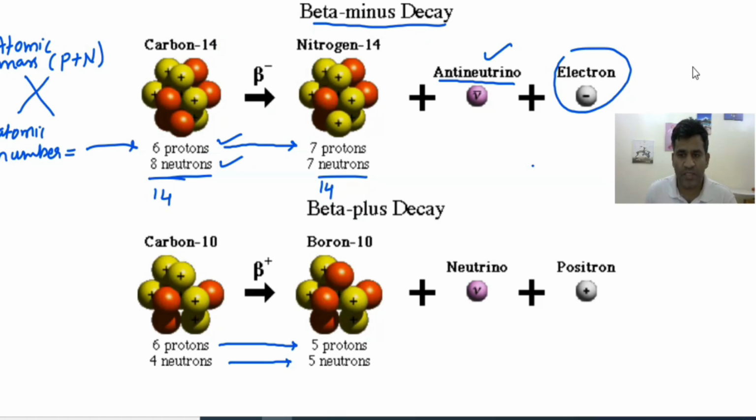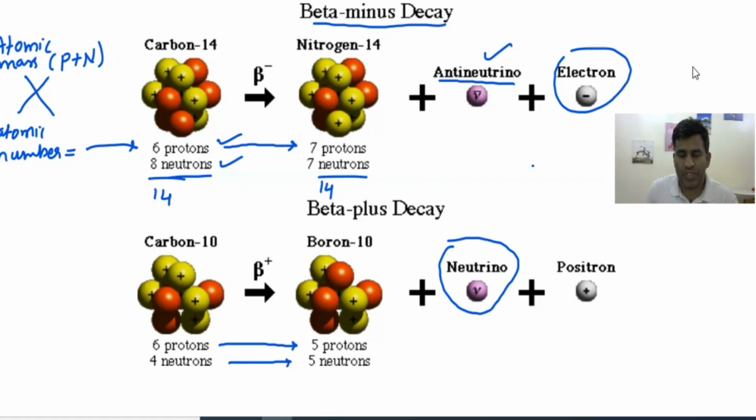And during this process, instead of emitting an electron, a positron is emitted. Along with that, the chargeless particle in the beta plus decay we call a neutrino. Neutrino is the chargeless particle which is emitted during the beta plus decay, and antineutrino is the chargeless particle which is emitted in the beta minus decay.